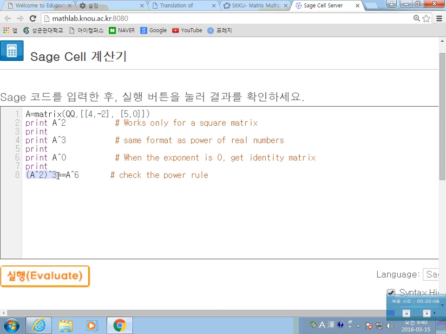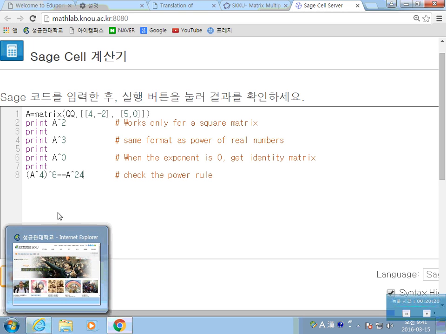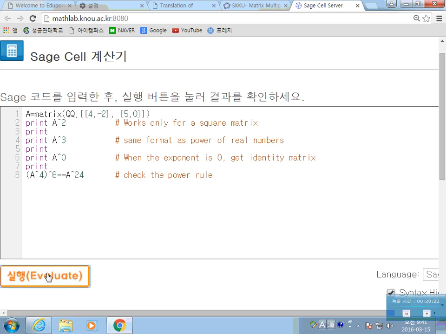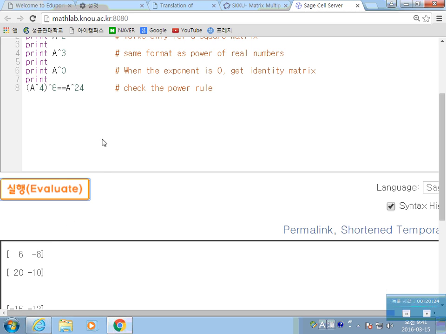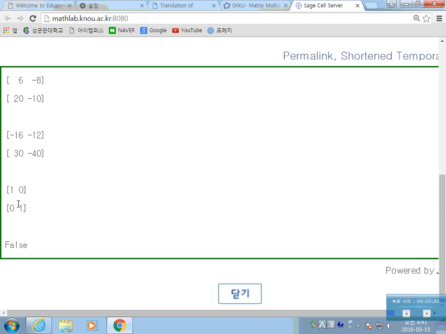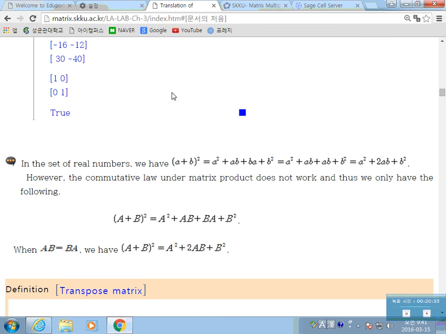A cubed squared is the same as A to the 6th power. So if you do the difference in 4 times 6, this should be the same, isn't it true? But if you multiply and this is not like this, then it should be false. This is how those relations work.